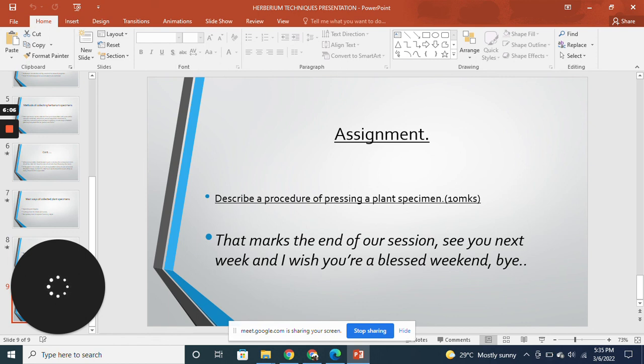Any question? Having no other question, I can leave you with an assignment. And this will be to describe a procedure of pressing a plant specimen. You can do it in groups, and I'm expecting the answers next week before the lesson.